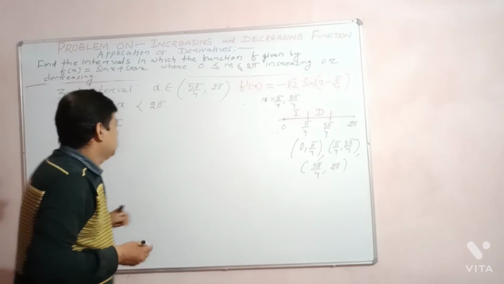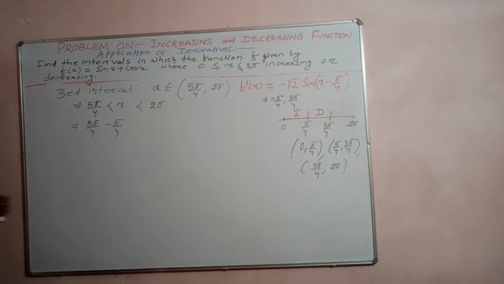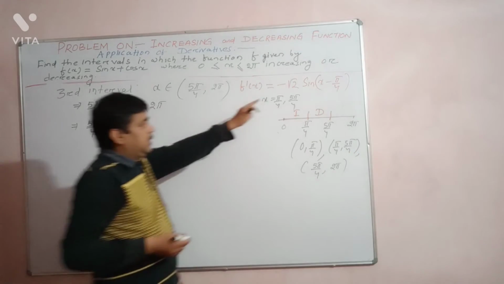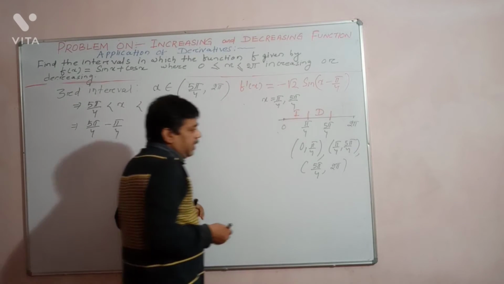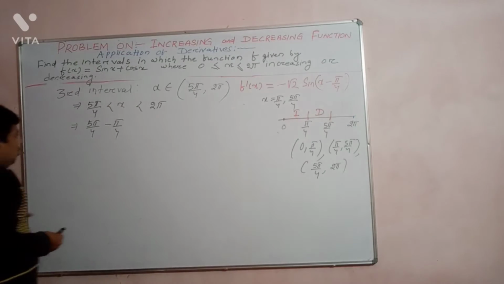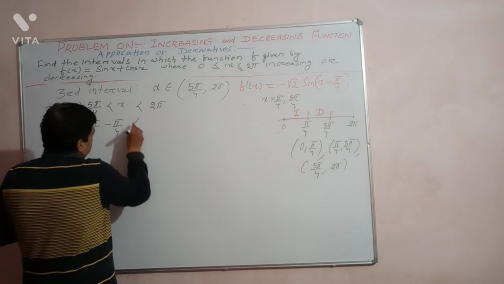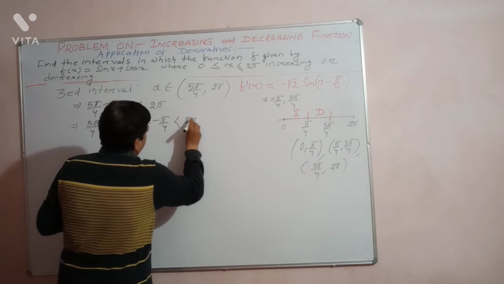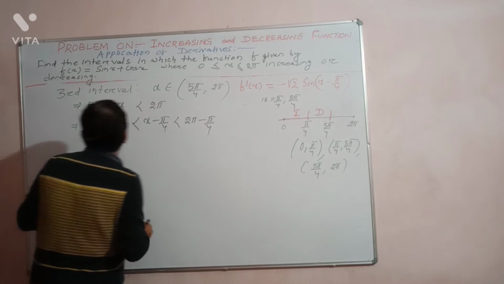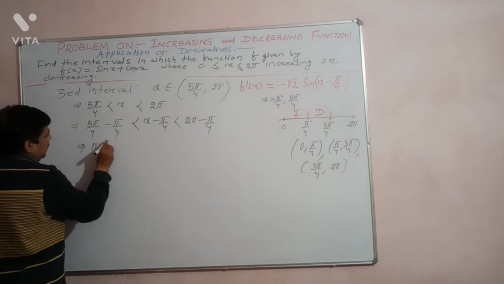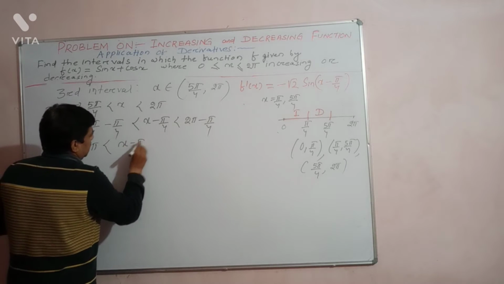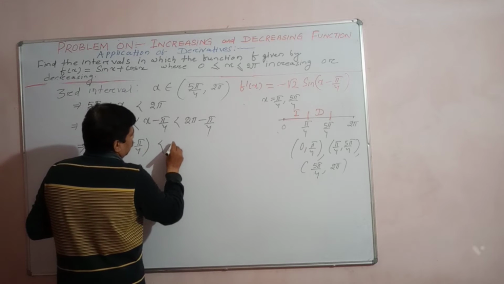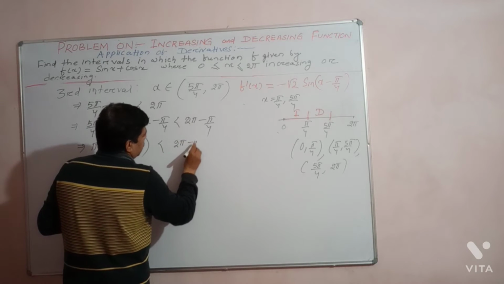Then your angle is x minus pi by 4. We have to check in which interval x minus pi by 4 lies. So 5 pi by 4 minus pi by 4 is less than x minus pi by 4 is less than 2 pi minus pi by 4. Is it clear? And that is equal to what? Pi is less than x minus pi by 4 is less than 2 pi minus pi by 4.